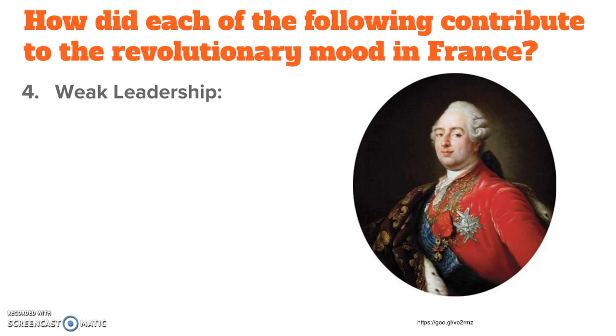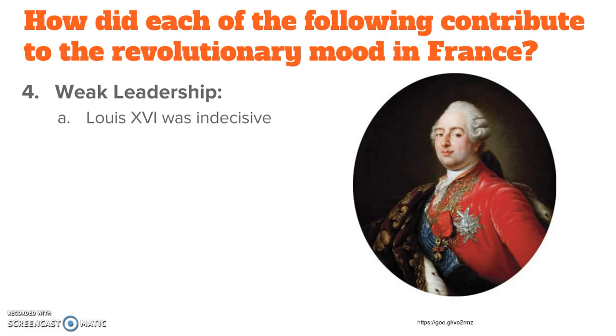Fourthly, another thing that contributed to the revolutionary mood in France is weak leadership. Now, here's Louis the 16th. Louis the 16th, a lot of people said he was a good guy, he was a great family man, he really loved his children, but he is not a good leader. He's indecisive. He has trouble making decisions.